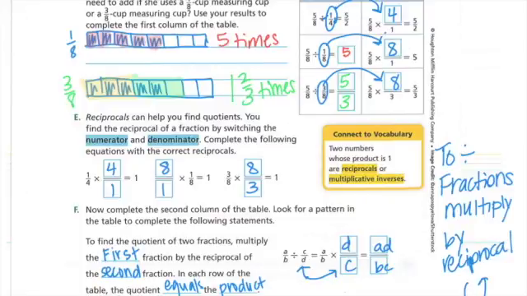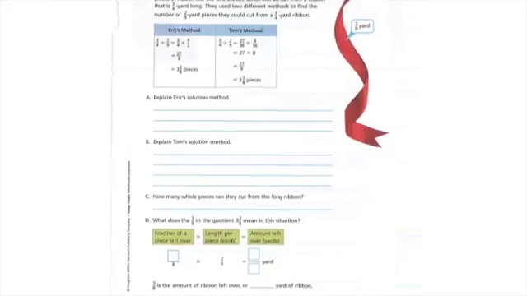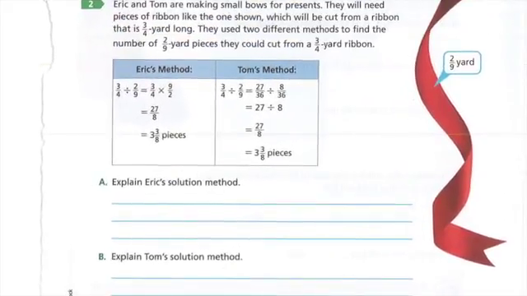Okay? Let's look at the next page. Eric and Tom are making small bows for presents. They will need pieces of ribbon like the ones shown. Each will be cut from a ribbon that is 3/4 yard long. They use two different methods to find the number of 2/9 yard pieces they will need to cut from 3/4 of a yard. All right, so let's look at what Eric did.